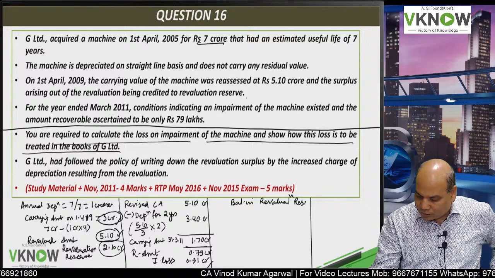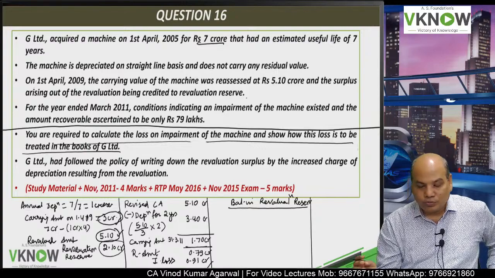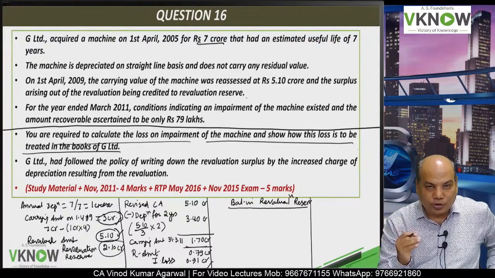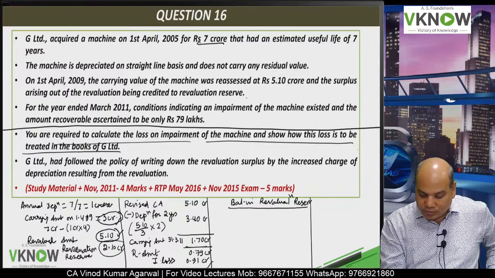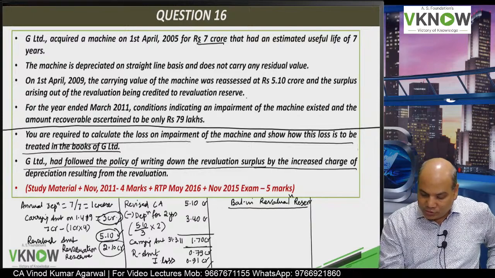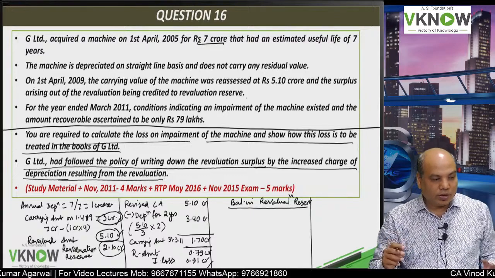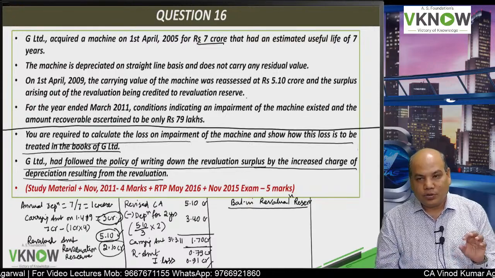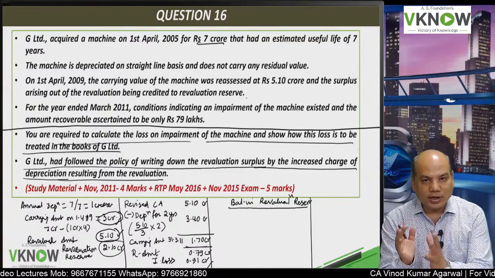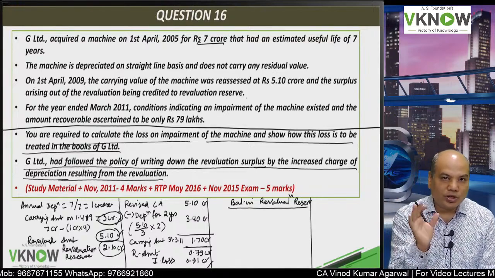Balance in revaluation reserve account. This they will not teach you in the normal material, but you have to know: if you are following a policy of revaluation, excess depreciation can be reduced from revaluation reserve, and that is what they have done. G Limited had followed the policy of writing down the revaluation surplus by the increased charge to depreciation resulting from revaluation. So, as per the company policy, if because of revaluation the company has to provide more depreciation, that additional depreciation will be transferred from revaluation reserve to general reserve.